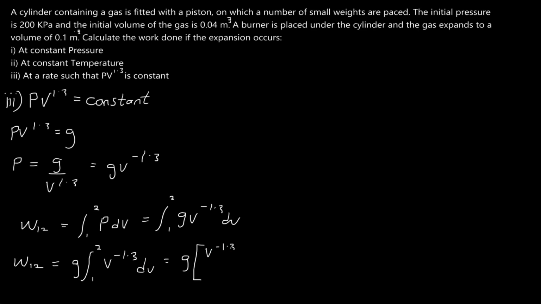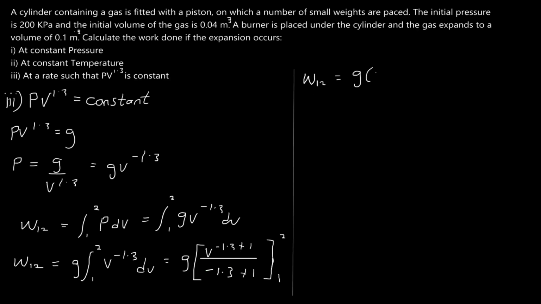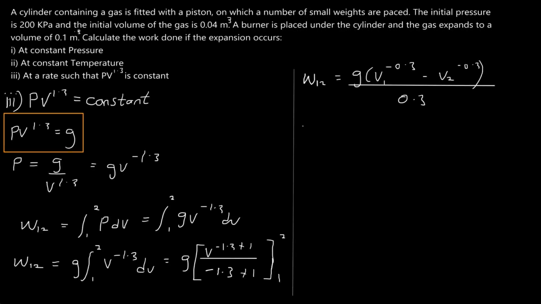Evaluating this integral gives us G into V1 to the power of minus 0.3 minus V2 to the power of minus 0.3, divided by 0.3. Again, G equals P V to the power of 1.3. That means G equals P1 V1 to the power of 1.3. And we can substitute that into our expression for the work done.